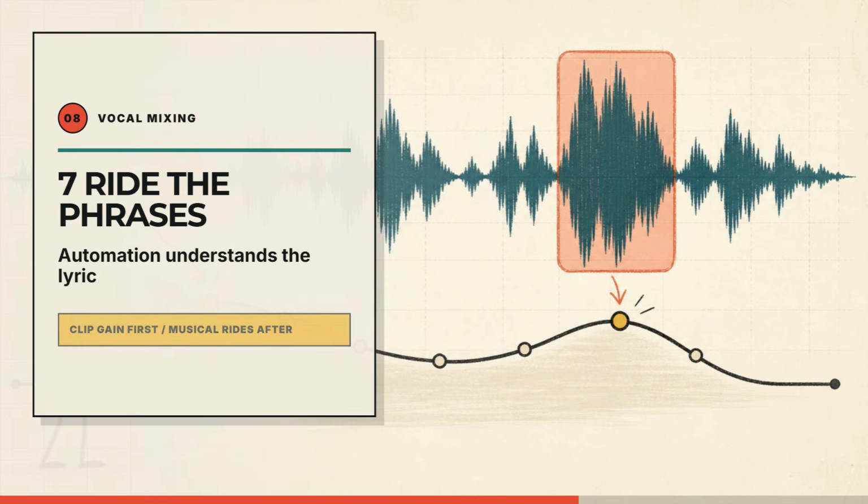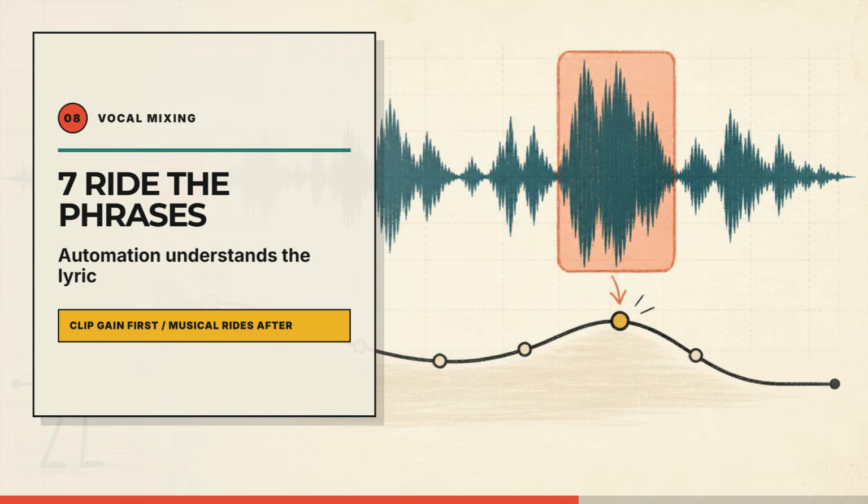Tip 7. Ride phrases before asking a compressor to solve every level change. Compression responds to level, but it cannot understand the lyric. It does not know that one quiet word carries the meaning of the line, or that a shouted note should feel larger than the verse. Automation lets you make that musical decision directly.